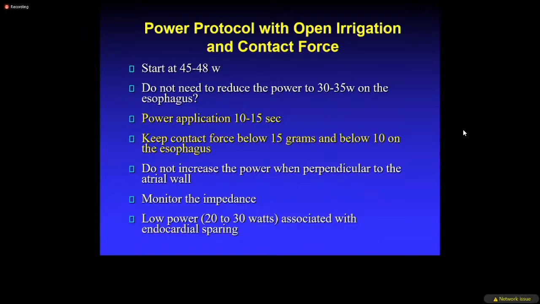The one thing that I want to mention, the reason why we go above 40, you see here 45 to 48. If you use irrigation up to 35 watts, you have a phenomenon that we described in an animal study, which is called endocardial sparing because of the cooling. With irrigation, you need to go at least at 40 watts to avoid endocardial sparing. That's an important message for those of you.